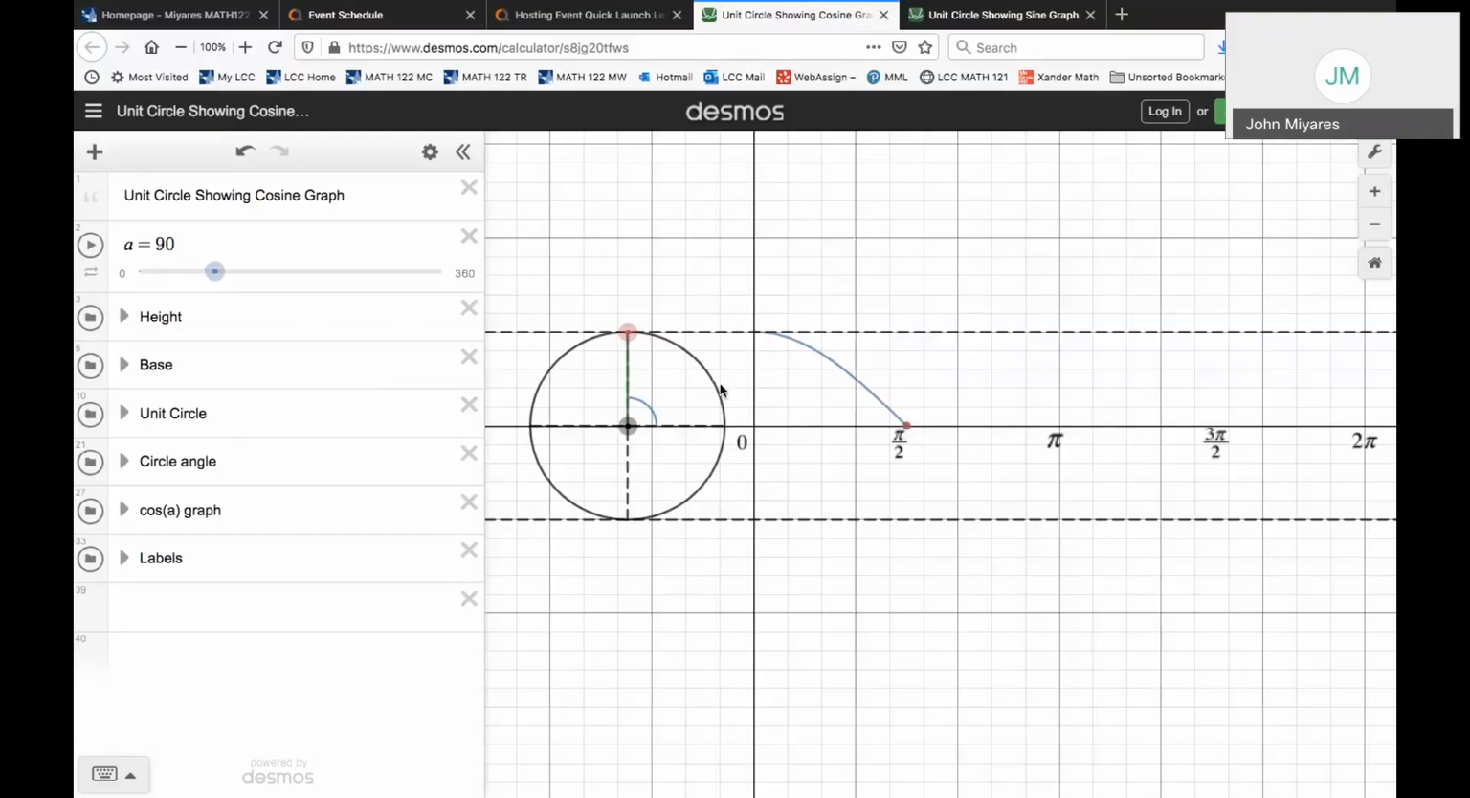As we progress into quadrant 2, the x values on our reference triangle are going to become negative. The hypotenuse r, though, of course, is still going to be positive. So as we get closer to 180 degrees, the ratio of the adjacent side over the hypotenuse, x over r, is going to be getting closer and closer to -1, until we get to 180 degrees exactly, when it's going to equal -1.